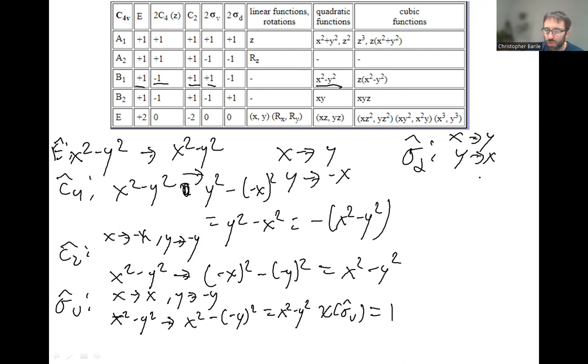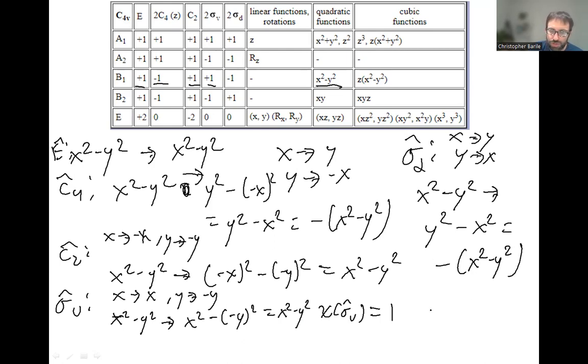But anyway, X went to Y and Y went to X. So X squared minus Y squared is the question we're asking. That's going to make us go Y squared minus X squared, which is equal to a negative of X squared minus Y squared. And so X squared minus Y squared went to the negative of itself. So chi of sigma D equals -1, and that's what we see right there.